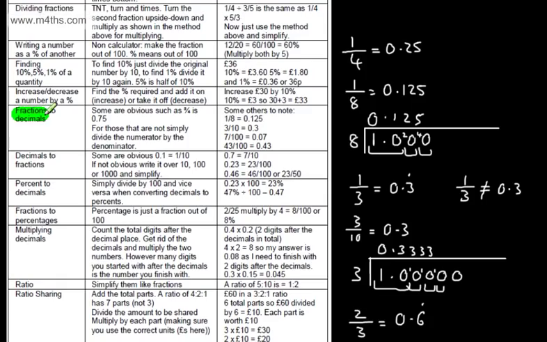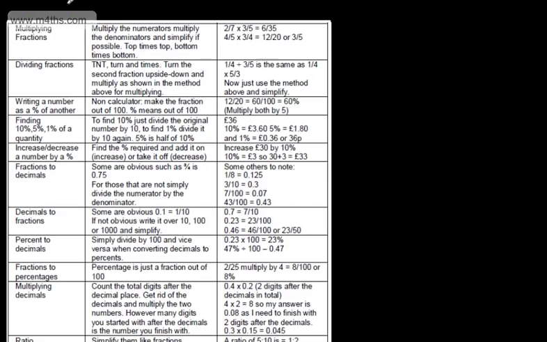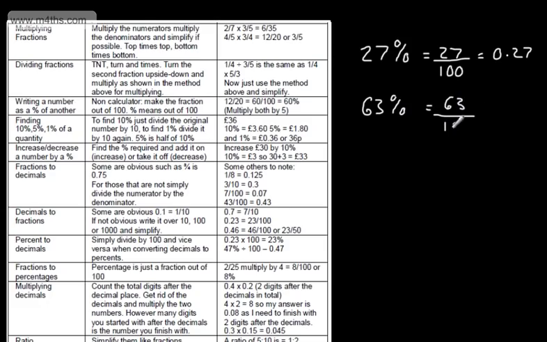So we've done fractions to decimals. We've done decimals to fractions. Okay, percentage to decimals. We simply need to divide by 100. So if you think about this now, if I've got 27%, this is equal to 27 100ths as a fraction, or we can say now that this is 0.27 as a decimal. So if I had 63%, this would be now 63 of 100 as a fraction, and as a decimal it would be 0.63.